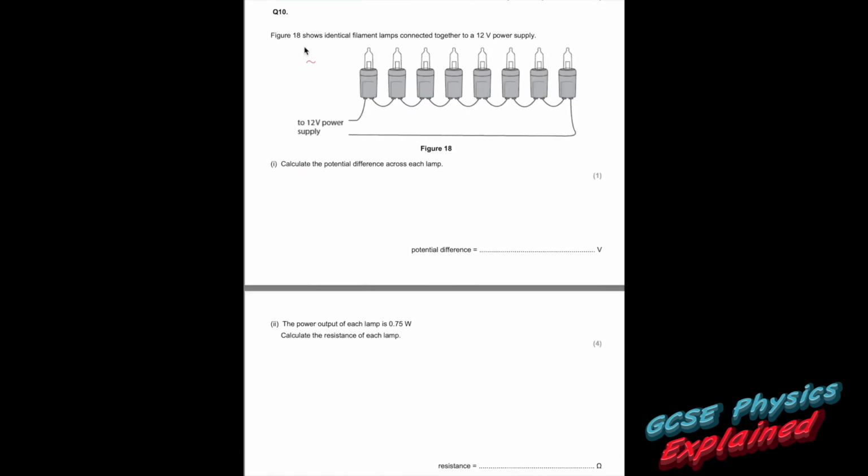Question 10. Figure 18 shows identical filament lamps connected together in a 12-volt power supply. Calculate the potential difference across each lamp. So calculate the voltage. Right, well, you'll notice that these lamps are connected in series. And what we know is that voltage gets shared. So we've got 12 volts divided by 1, 2, 3, 4, 5, 6, 7, 8 bulbs. So each bulb gets 1.5 volts each.